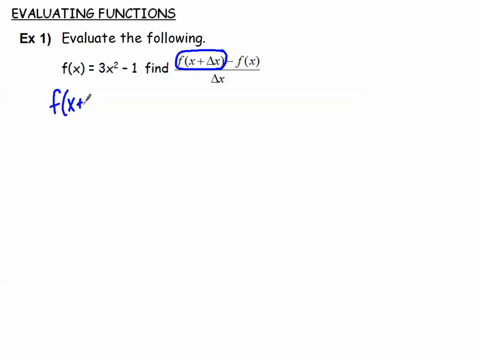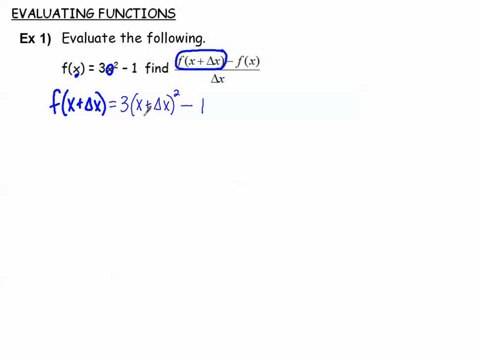F of x plus delta x means that we're going to take everywhere that it says x in our function, and we're going to plug in x plus delta x instead. So we're going to write 3 times x plus delta x, and that will get squared instead of the x getting squared, and then minus 1. So see, everywhere we had an x, we took that out and we plugged in the x plus delta x instead. Now we can simplify this a little bit.